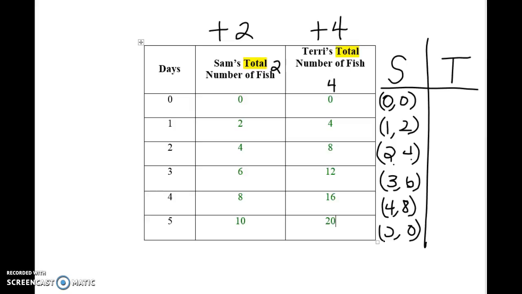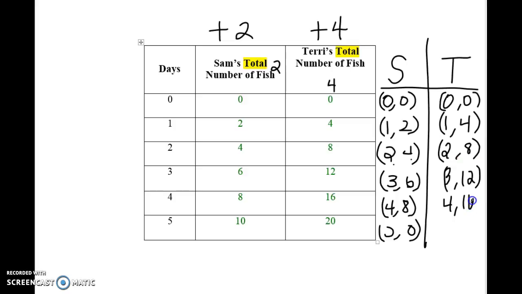And then for Terry, we would still start off with 0, 0. 1, 4. Because we're doing days and Terry's fish. 2, 8. 3, 12. 4, 16. 5, 20.